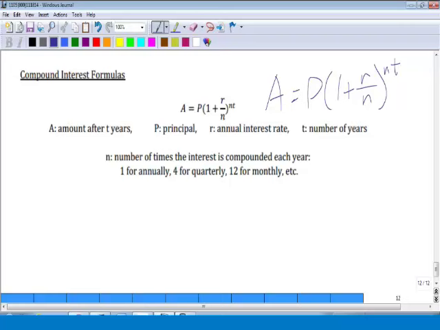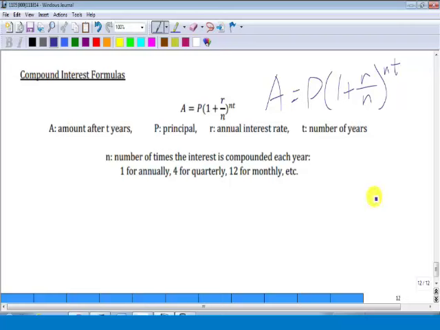We want to make sure that the units of time in the interest rate and the units of time in the time are the same. If it's an annual interest rate, then T will be expressed in years. Sometimes, though, finance companies may work with a monthly interest rate, and in that case, the time should be expressed in months. So as long as those are consistent, this will work out for us.